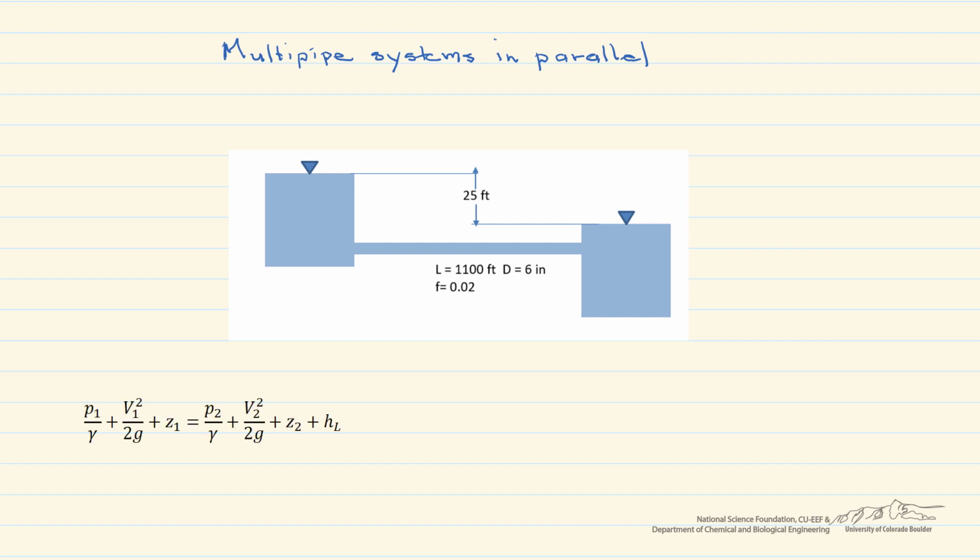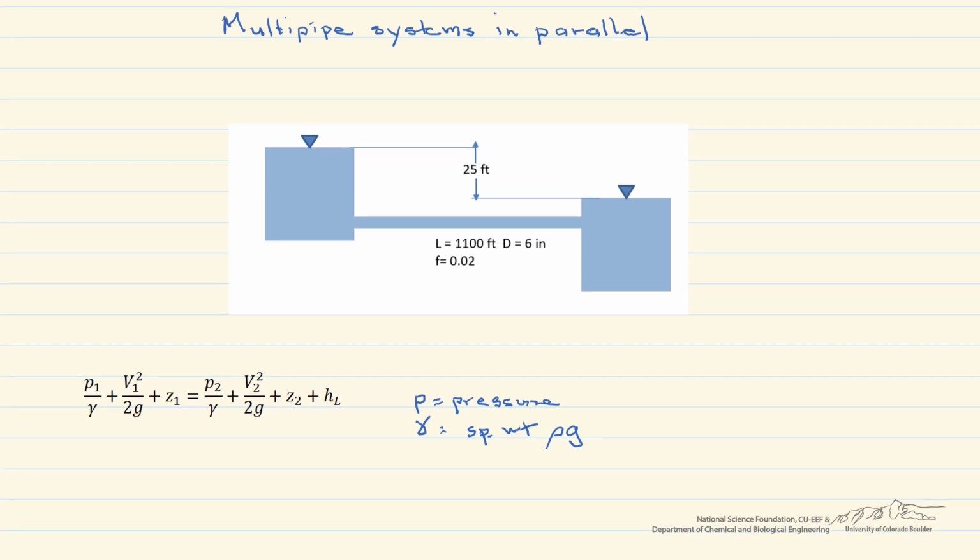Here our P is equal to pressure. Our gamma is equal to specific weight, which is the same as density times gravity. Our V is velocity. Our g is gravity. And our Z is the height measured from some origin. So how can we simplify this?